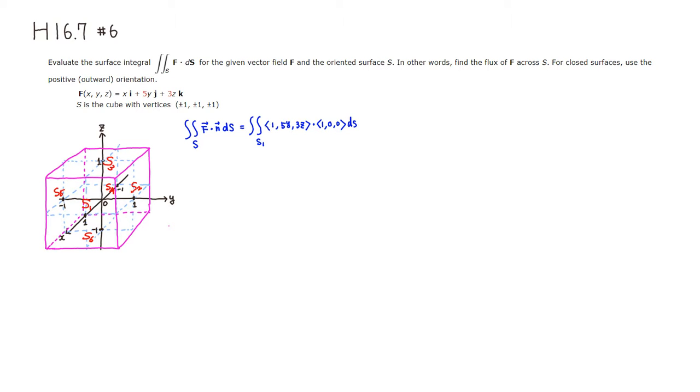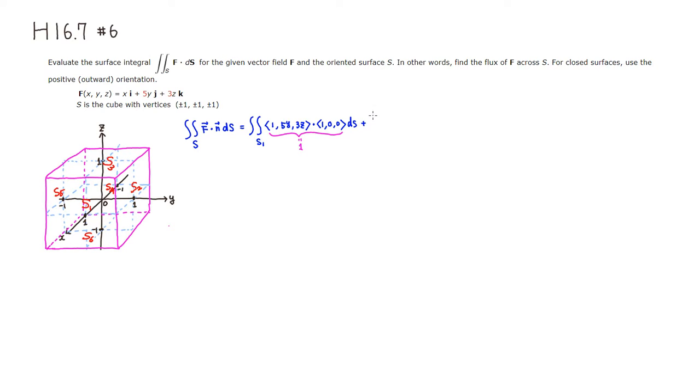You can see that this comes out really nicely, because this dot product is going to be 1 times 1 plus 0 plus 0. So this is just going to be equal to 1. We're going to do a similar thing for the others.